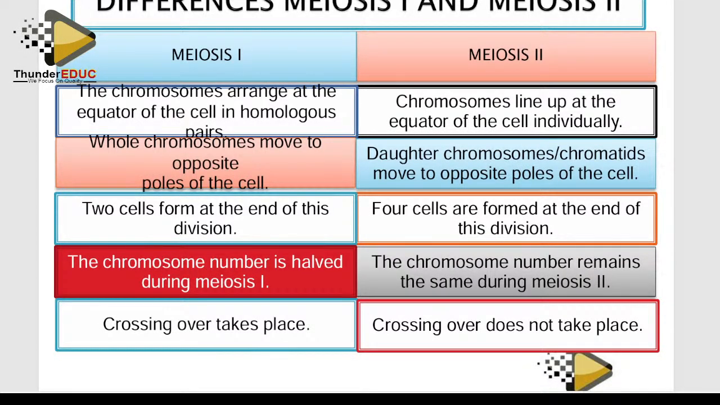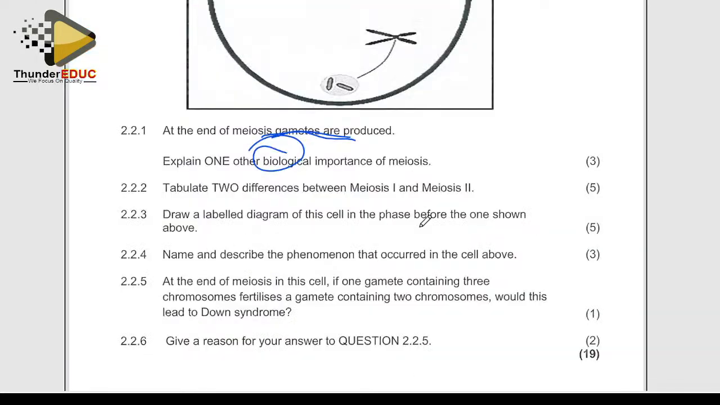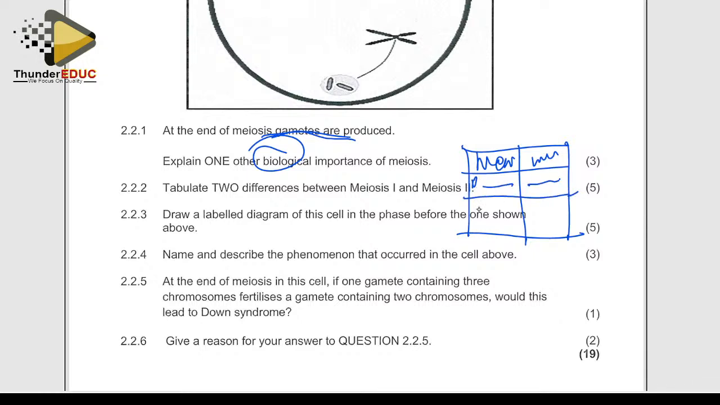So the table must be a table. You draw a proper table, then you put here meiosis 1, meiosis 2. Bullet number 1, you write. Separate the line. Bullet number 2, you write. You separate the line. Bullet number 3, you write. It must be a table. It must look neat. Don't just draw a T.